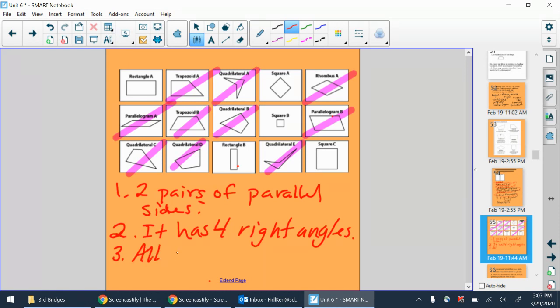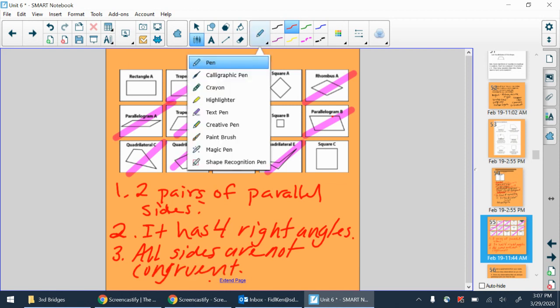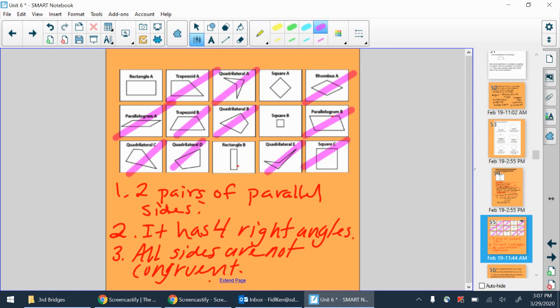Or I might say all sides are not congruent, meaning that anything with 4 congruent sides has to be crossed off. How am I doing? All right, I'm down to my 2 rectangles.